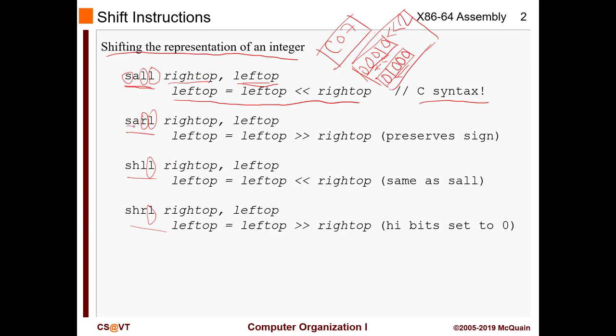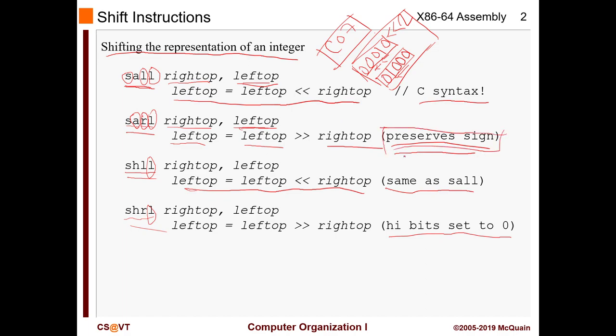So there's also the shift arithmetic right long. Once again, right operand, left operand. So it's going to be left operand equals left operand right-shifted by right operand. Whenever it has A, it's going to preserve the sign. What does that mean? We're going to talk about it soon enough. There's also the SHLL. The format is the same as before and it works just the same as SALL. The different one is SHRL. In this case, the high bit is going to be set to 0. This one preserves the sign, but this one is just going to replace that sign with 0 no matter what.